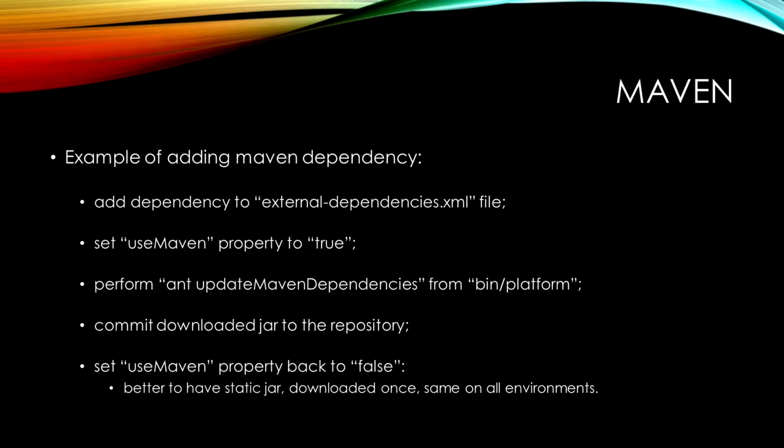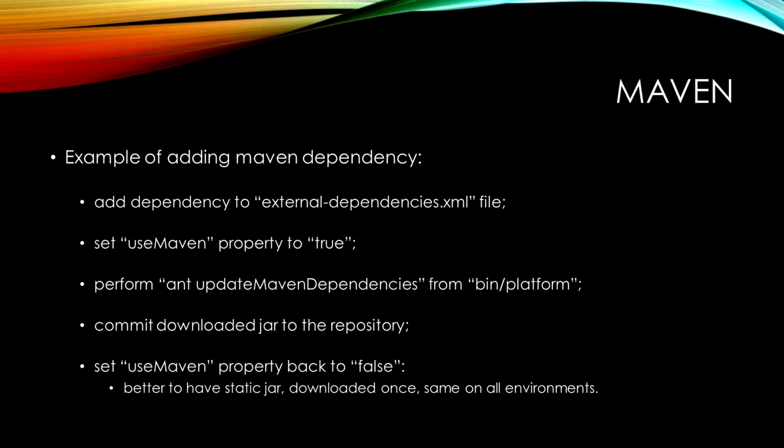Now let's walk over the adding Maven dependency flow. First, add the dependency to the external dependencies XML file. Then, set the Use Maven property to true. Next, perform the Update Maven dependencies target from the platform directory.